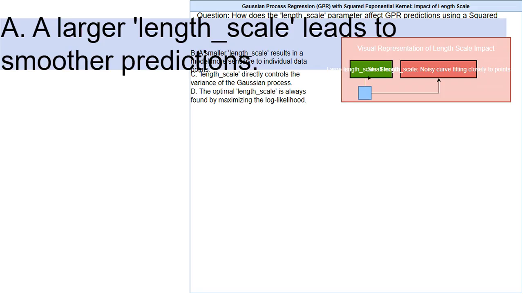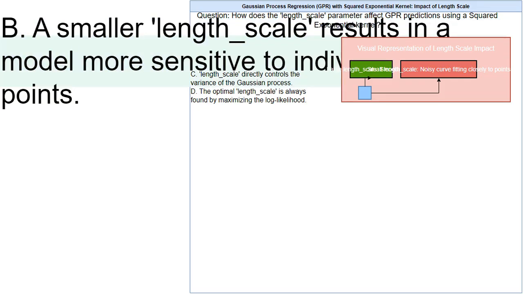A larger length_scale would create a smoother, less wiggly line. With a smaller length_scale, I'm saying only nearby data points are strongly related. The model becomes very sensitive to individual data points, fitting the training data very closely. This can be good if the data is very accurate, but it also risks overfitting and poor generalization to new data. The line through my scattered points would be much more wiggly.